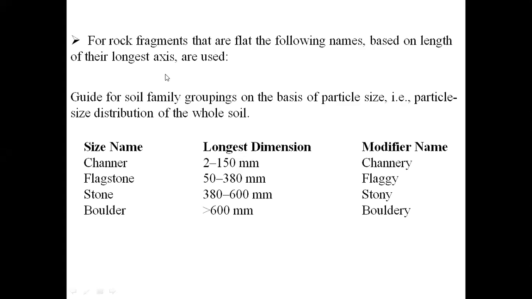So based on the length and longest axis, we have another type of particle classification, called channers. I tried to get the image of this, but was unable to find a proper image. The longest axis will be around 2 to 150 millimeter. The modifier name we give is channery. Flagstones are around 50 to 380 mm, and stones naturally will be around 380 to 600 based on axis, students.